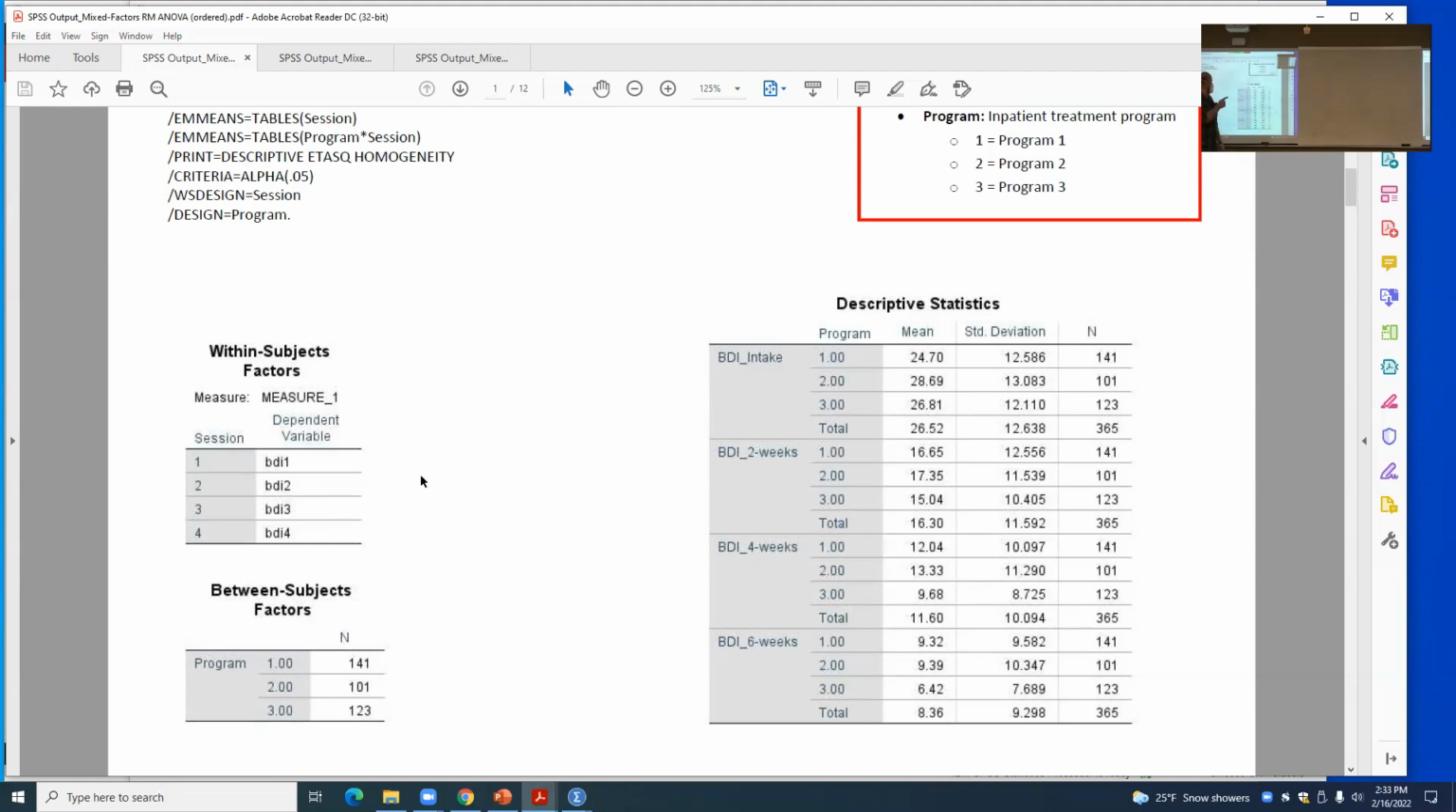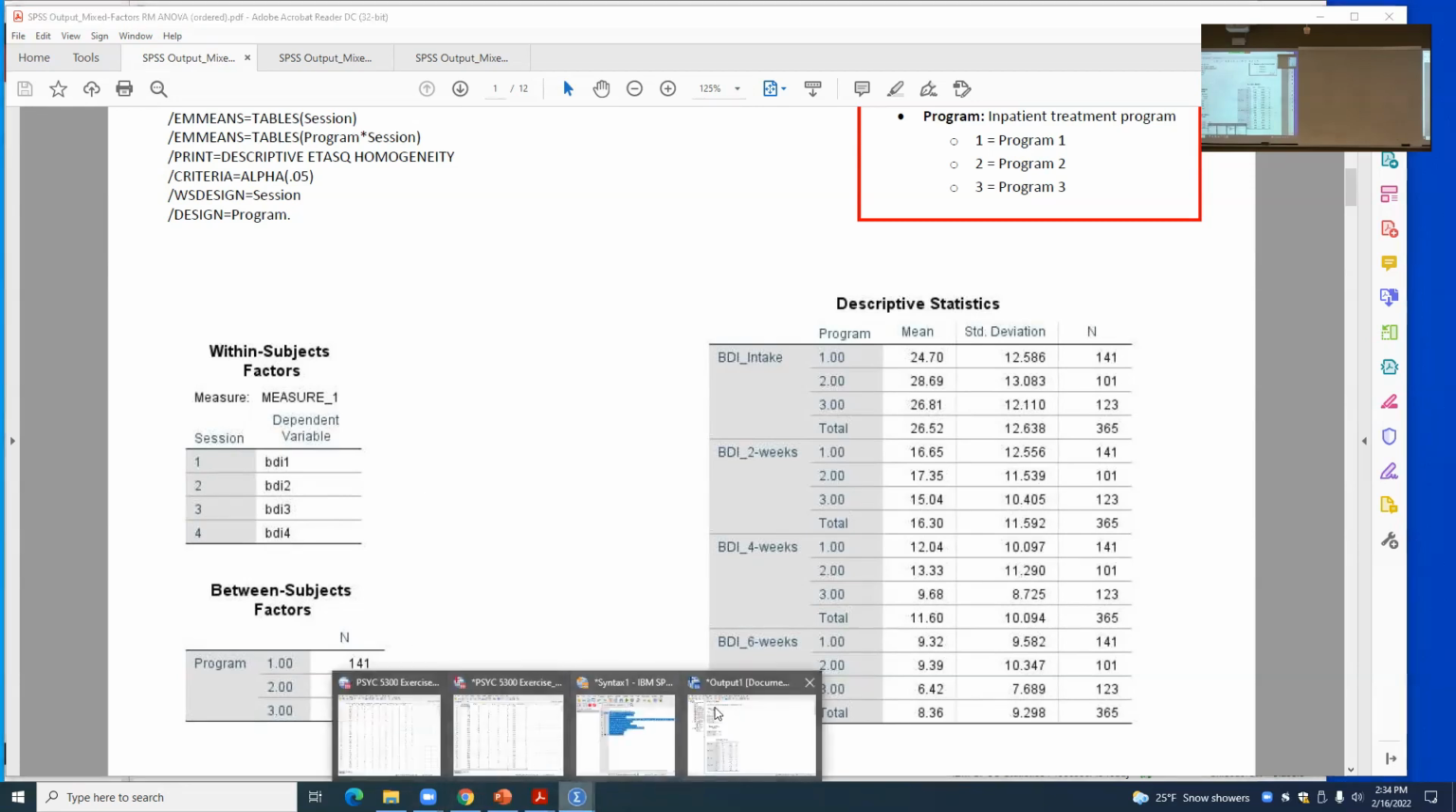Amanda, if I wanted to look specifically at the trajectory of scores for program 2 across my repeated assessments, what would my first mean be? 28.69, yep. And then 17, 13, 9.39, yep. So just make sure that you orient yourself to that table and understand where these means are coming from and what they correspond to.